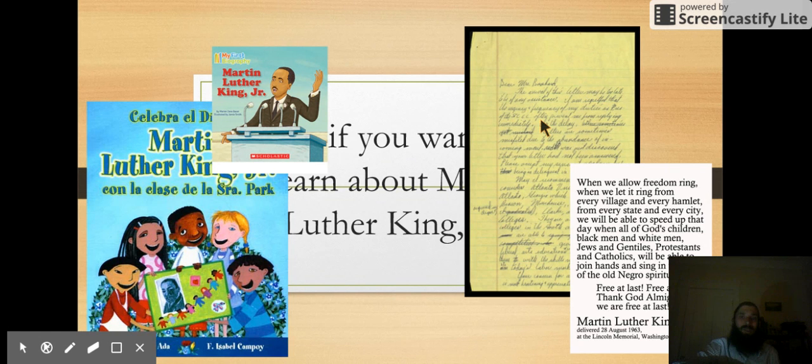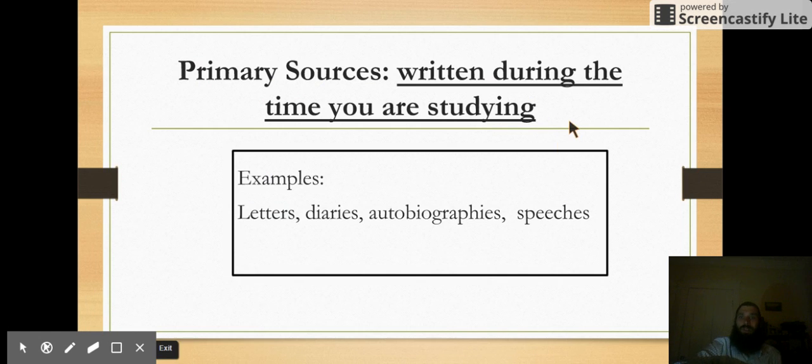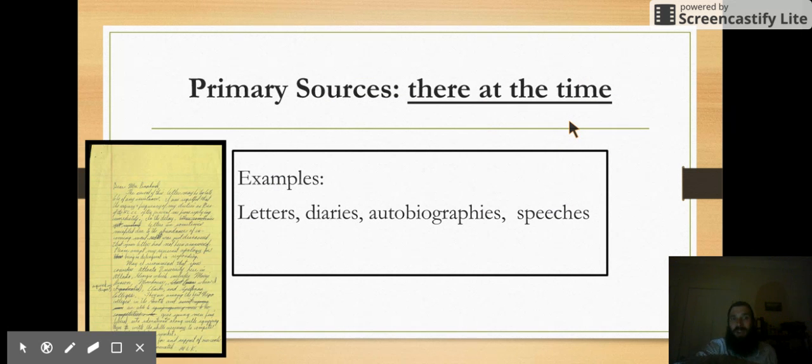The first type of source is this second source, primary sources. Primary sources are written during the time that you are studying. So if I'm studying Martin Luther King Jr.'s life, primary sources are going to be those sources that were written while he was still alive. Letters that he wrote or people wrote to him, diaries of his friends or even himself, autobiographies of people that met him, or speeches that he gave while he was still alive. These are all primary sources because they were there at the time that we're studying.